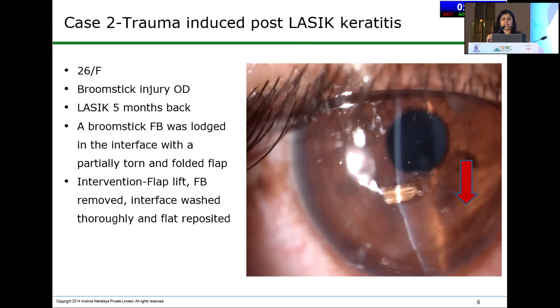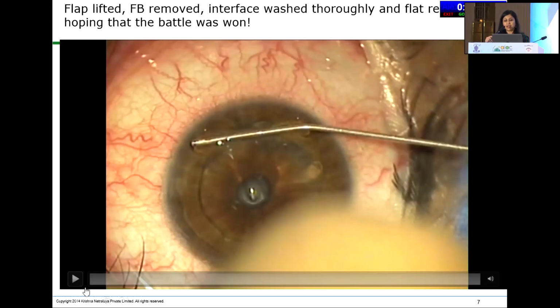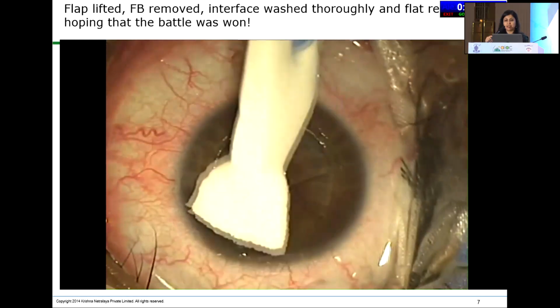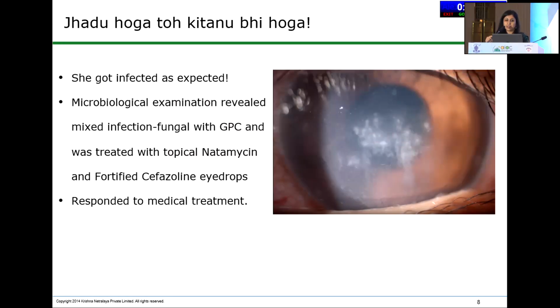This was another case of trauma-induced post-LASIK infection. She was a 26-year-old female who had a broomstick injury a few days back, and she had LASIK around 5 months back. As we can see here, there was a broomstick foreign body lodged in the interface with a partially torn and folded flap. So the intervention was to lift the flap and thoroughly wash it, and we thought that would have been enough, that we could have won the battle by just removing it and thoroughly washing it off. However, she got infected as expected.